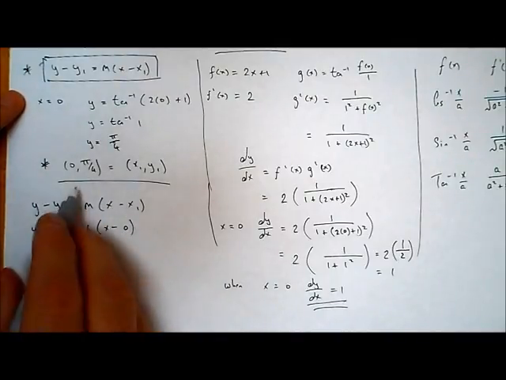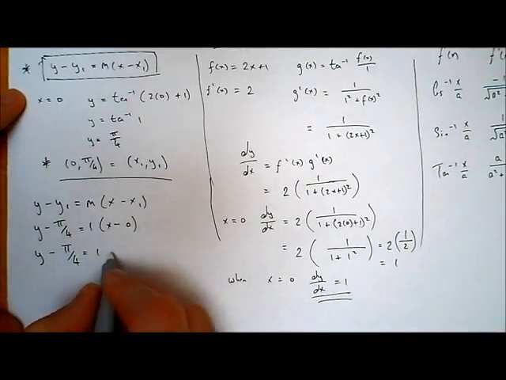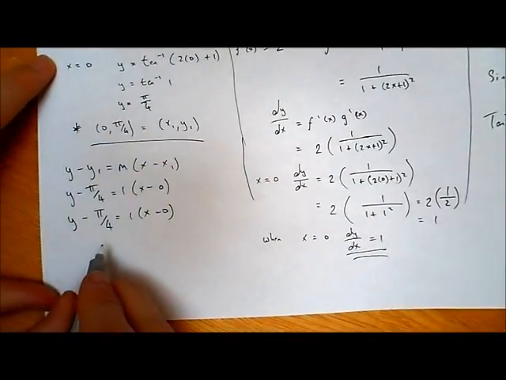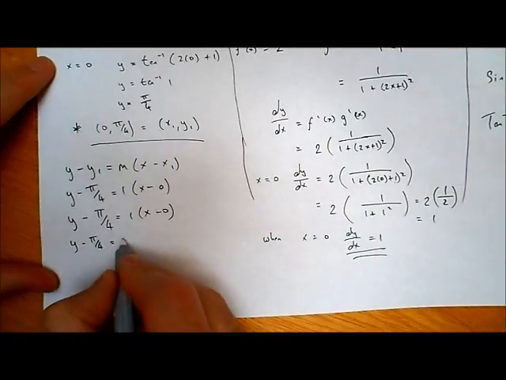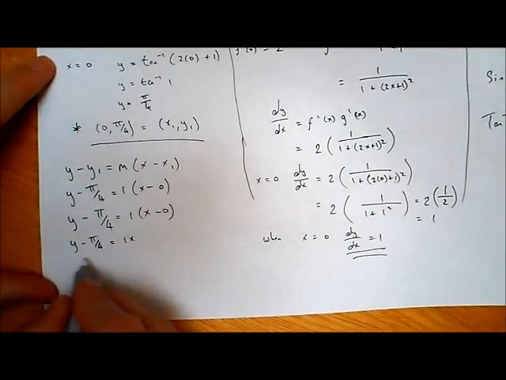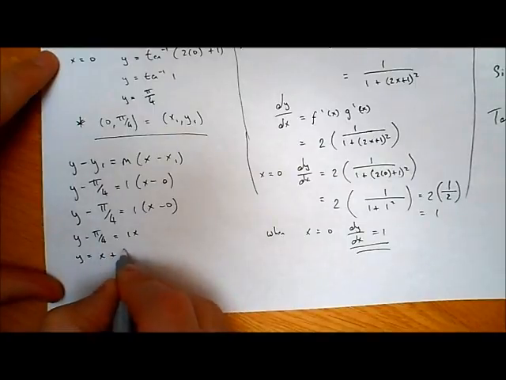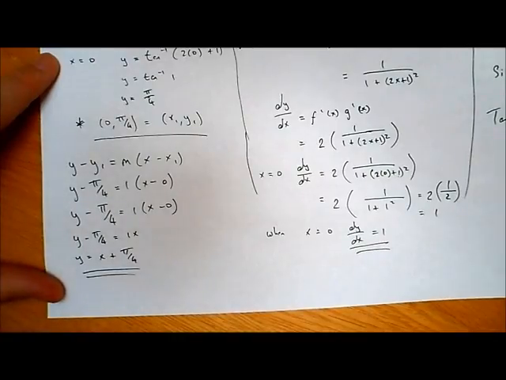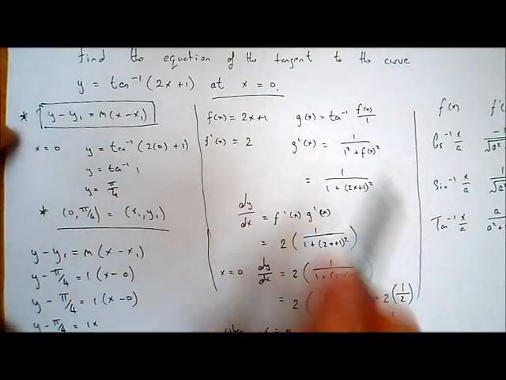So x1 is 0, yes, sorry. So we have y minus pi over 4 is equal to 1 by x minus 0. So we have y minus pi over 4 is equal to 1 times x, or just x, or we can rearrange that to get y is equal to x plus pi over 4. And that's the answer, that's the equation of the tangent to this curve when x is equal to 0.